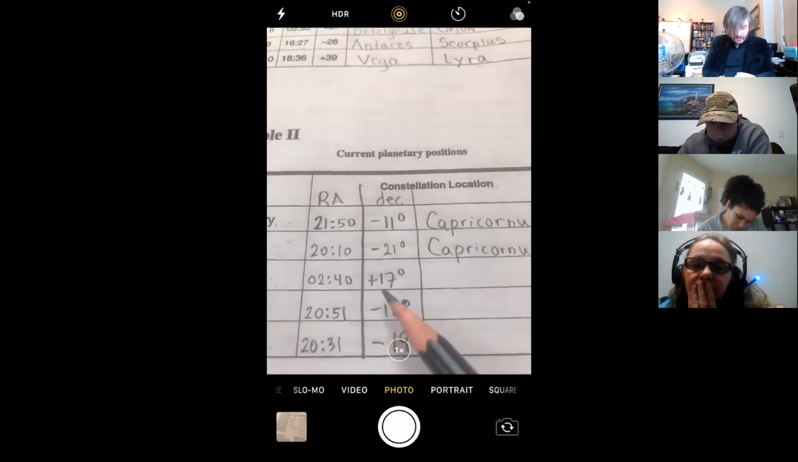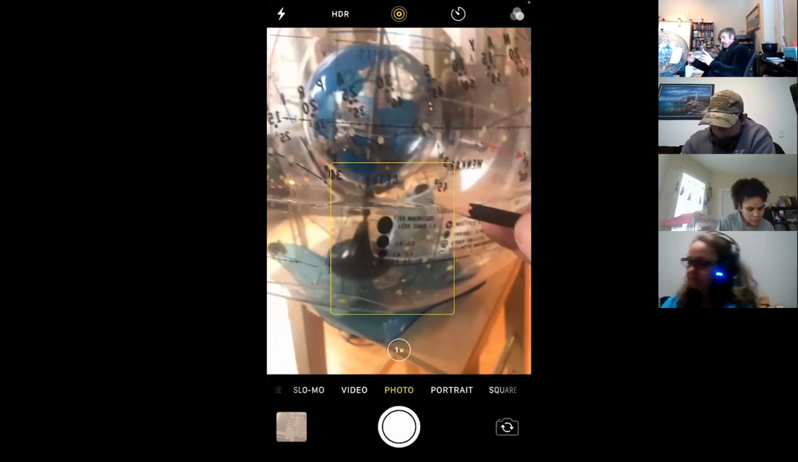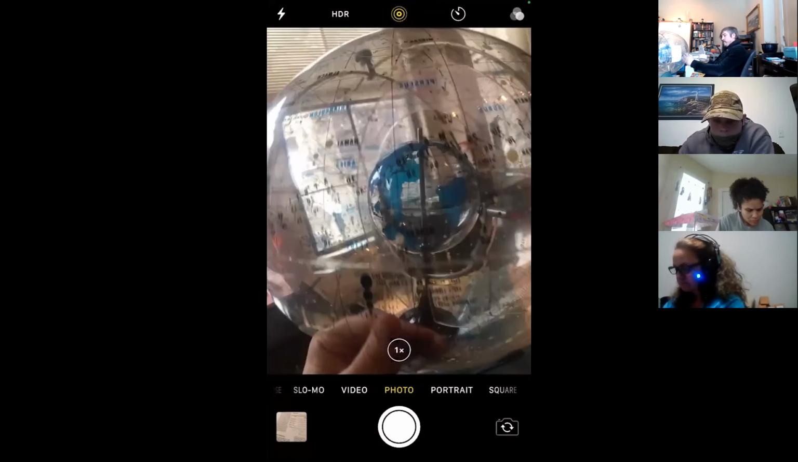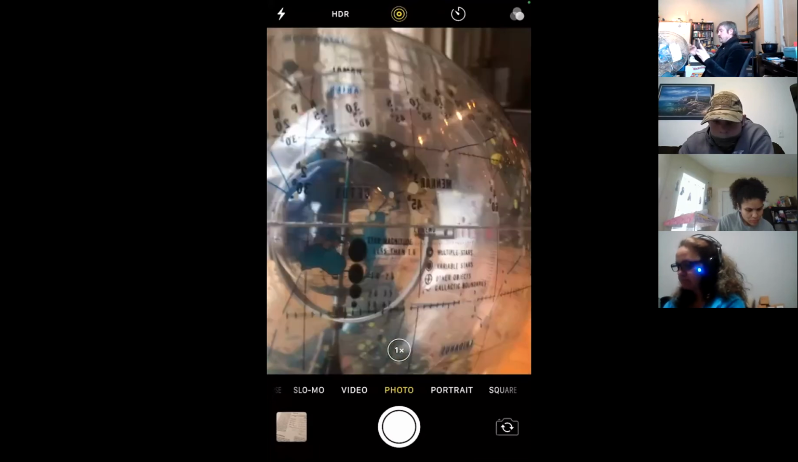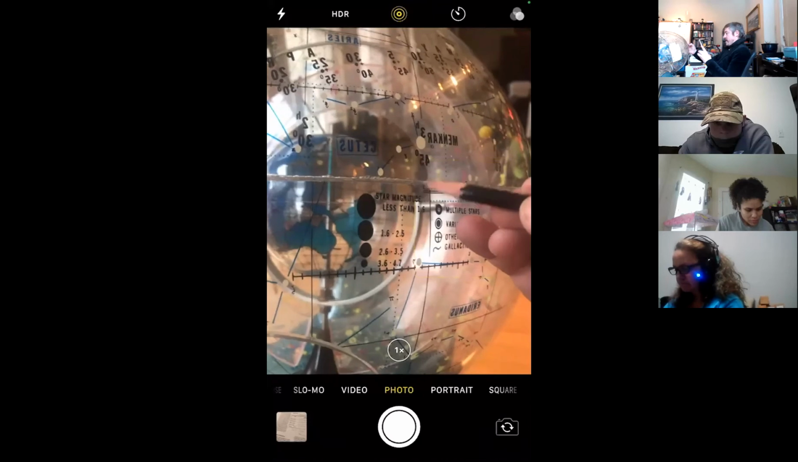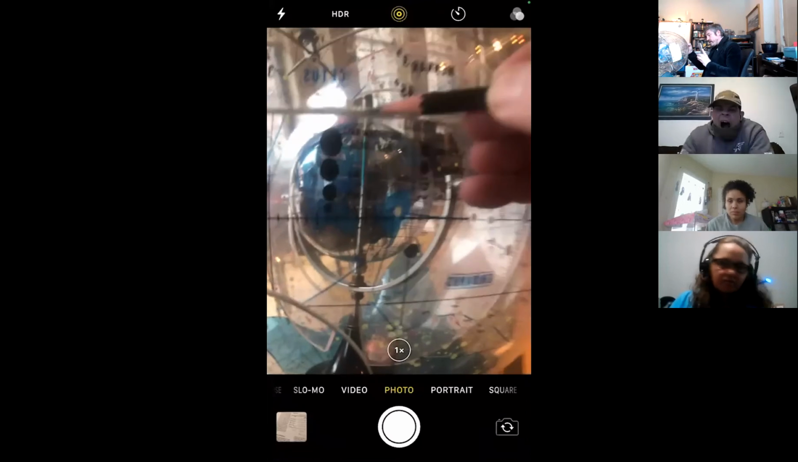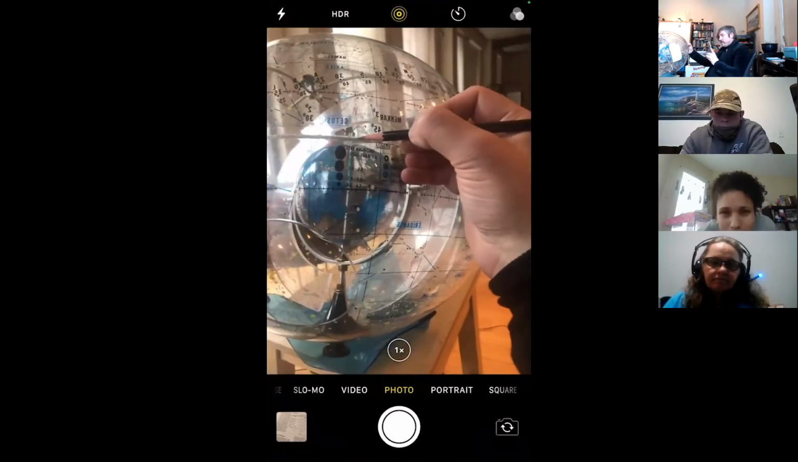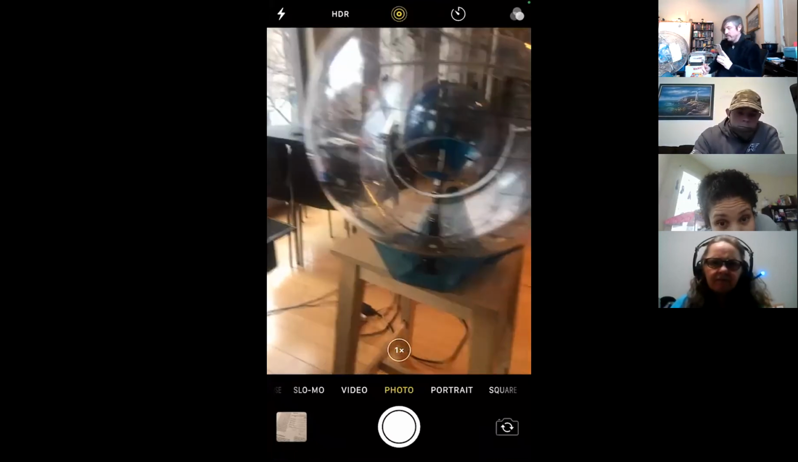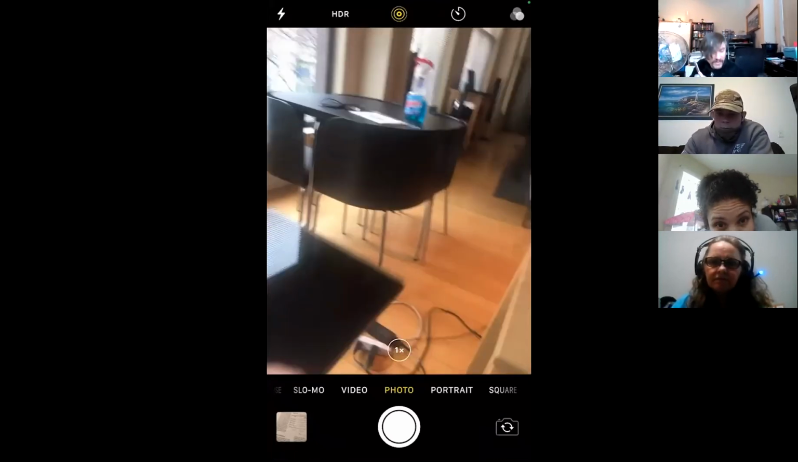Okay. Mars is 2 hours, 40 minutes, positive 17. So we'll go over here. 2 hours and 40 minutes. I have to twist this globe up. Okay. 2 hours, 40 minutes, and 40 minutes is right about there. It's right on that dotted line. And then what is it, minus 17? Oh no. I think we got a problem. I think it's in the hole.